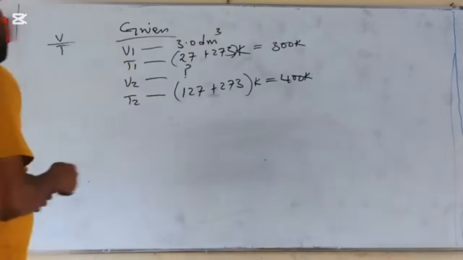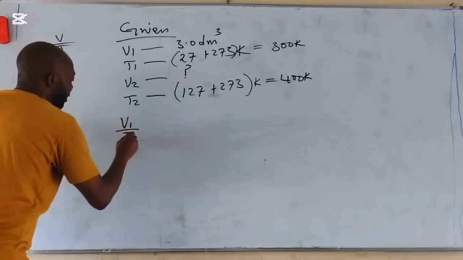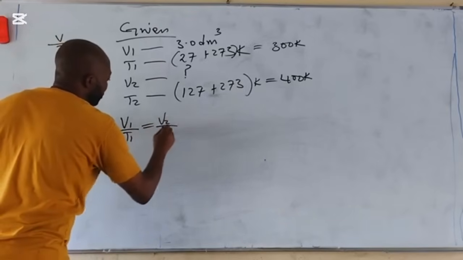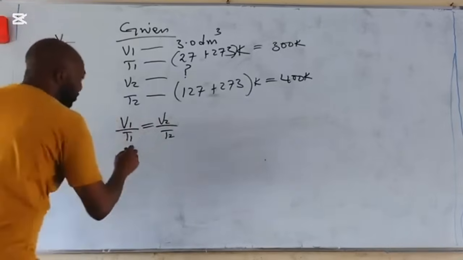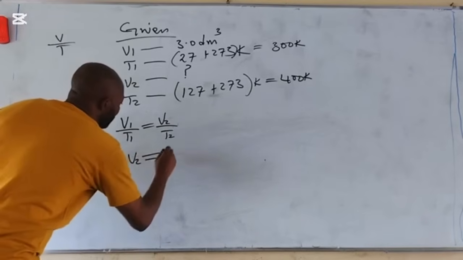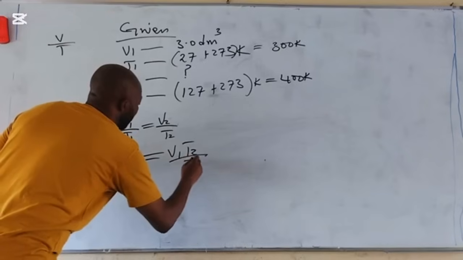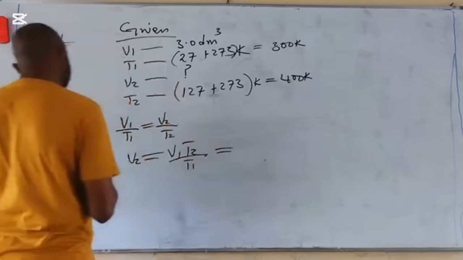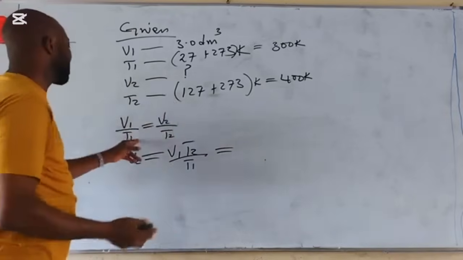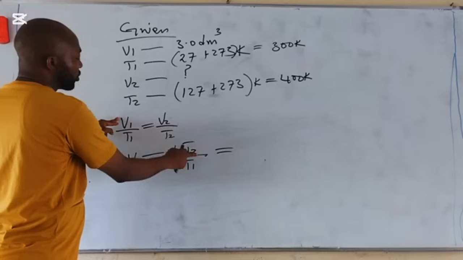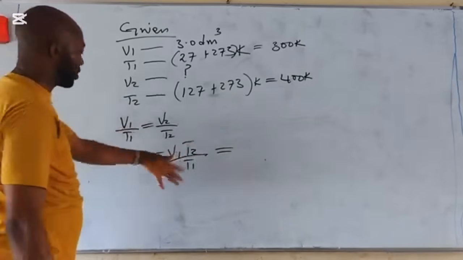Now, the law or the formula says V1 over T1 is equal to V2 over T2. We are looking for V2. So my V2 is equal to V1 T2 over T1. In case we don't understand, we cross multiply. This times this is equal to this times this. So we have V1 T2. We divide both sides by T1. That is what is left.